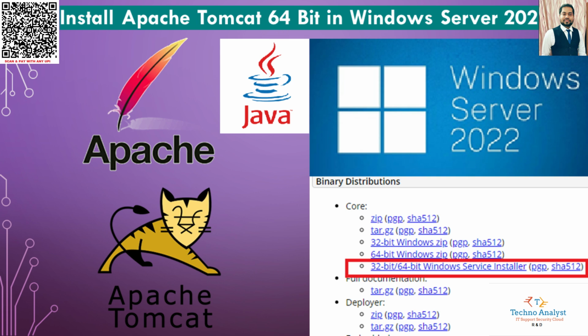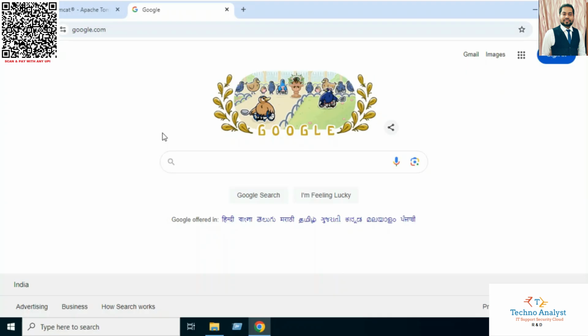Welcome to Techno-Analyst. So today we will install Apache Tomcat. Before installing Apache Tomcat, we have to install Java. So first we will install Java. After that we can install Apache Tomcat.